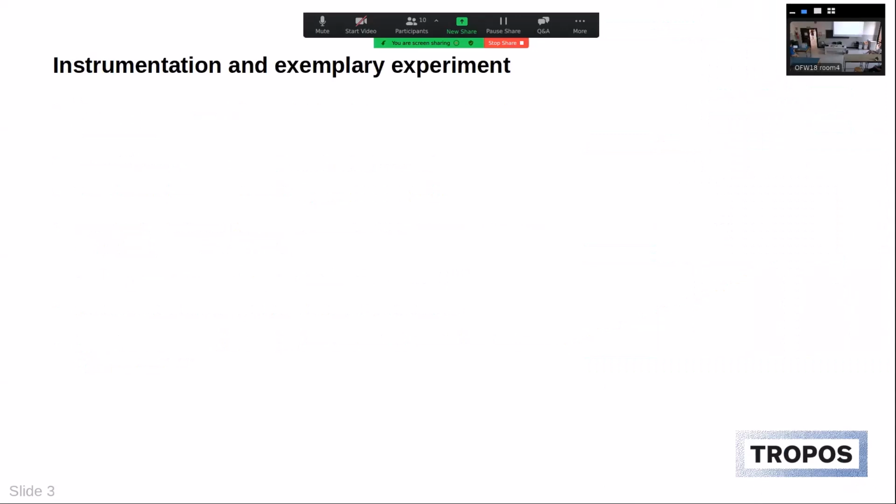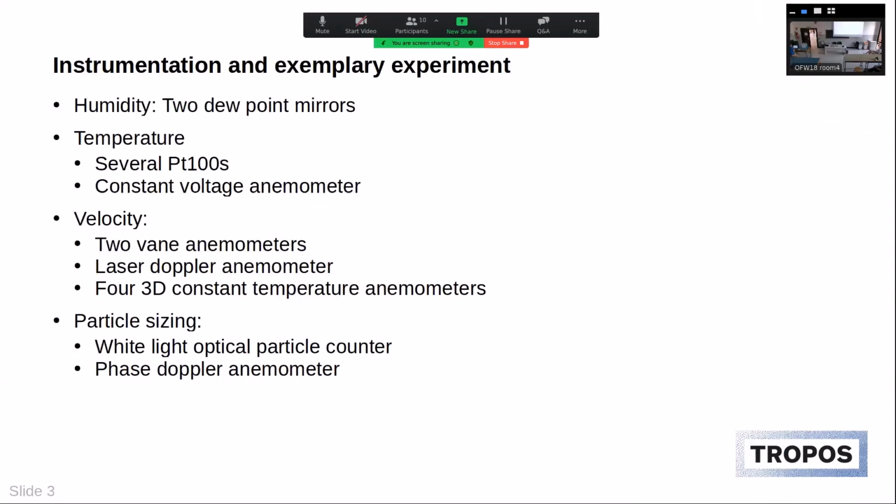I'm going to shortly present what instrumentation we have there. For humidity, we have two dew point mirrors. For temperature measurements, we have several Pt100s and a constant voltage anemometer. We can measure the velocity with vane anemometers, a laser Doppler anemometer, and a constant temperature anemometer, and with the particle counter or with a phase Doppler anemometer.